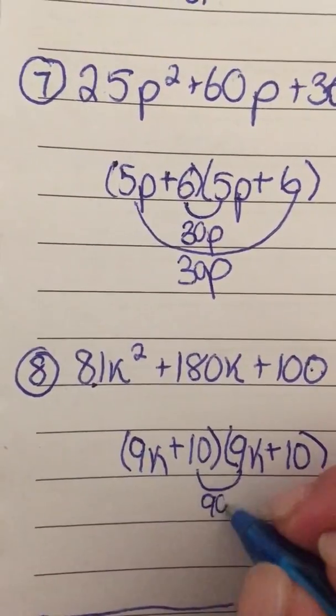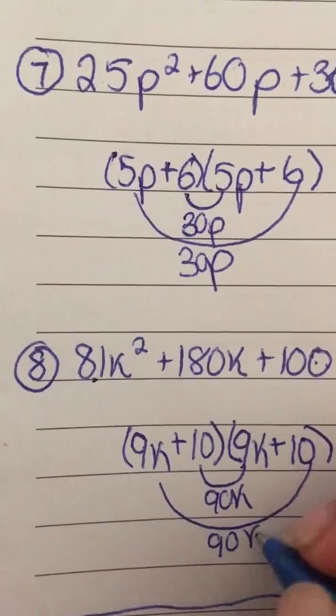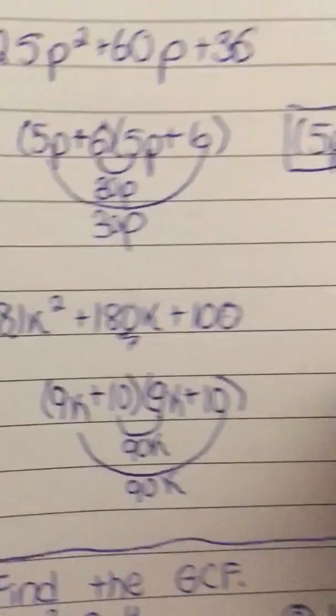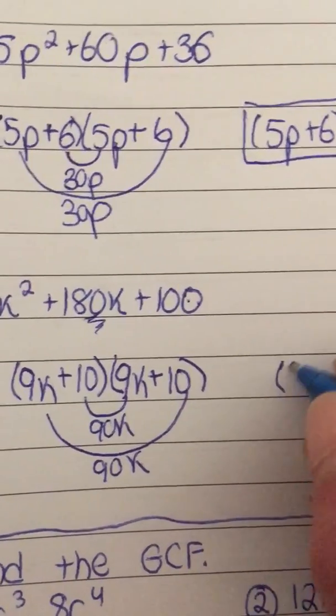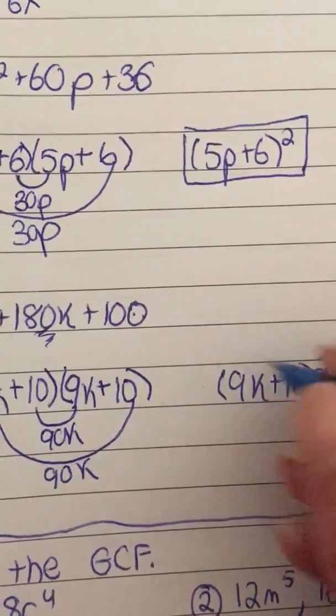So this would be 90k. Outside, 9 times 10 is another 90k. They add up to what we want in the middle, 180, so we are good. So you can write your final answer as 9k plus 10 times itself, or squared.